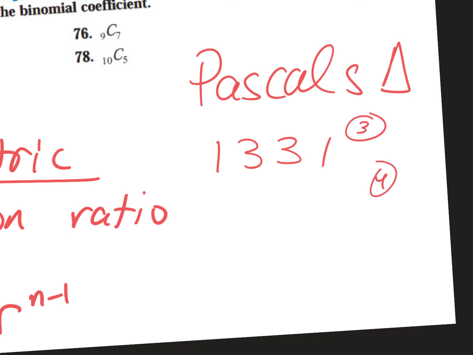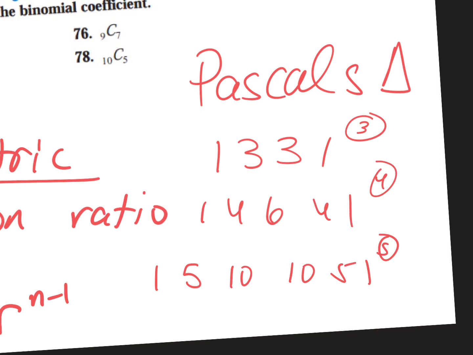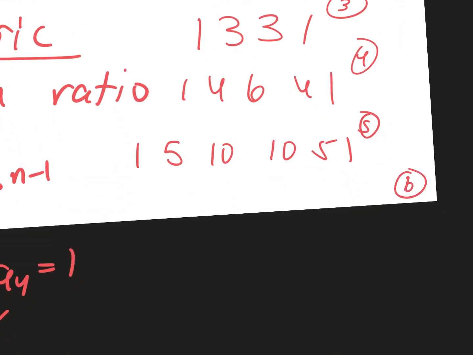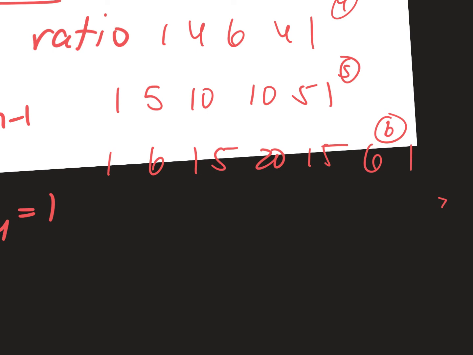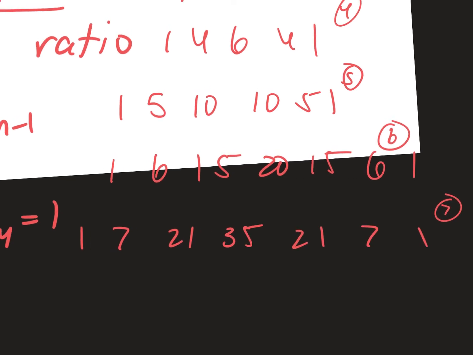Our fourth row, 1, 4, 6, 4, 1, right? Fifth row, 1, 5, 10, 10, 5, 1. What's the sixth row? 1, 6, 15, 20, 15, 6, 1. And the seventh? 1, 7, 21, 35, 35, 21, 7, 1, right?